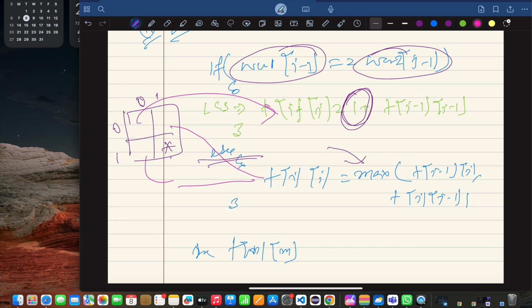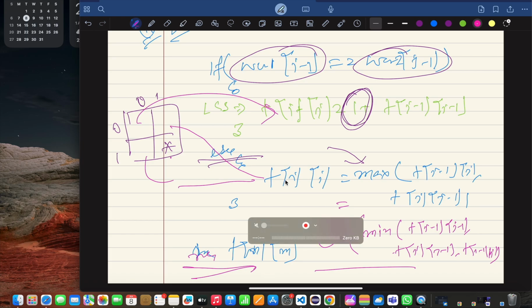Instead of this, we need the minimum operations to change word1 to word2. So we will do 1 plus, because we are doing one operation, either insertion, deletion, or updation. So 1 plus min of t of i minus 1 of j minus 1, t of i of j minus 1, and t of i minus 1 of j, and at the end we will return it. I hope you understand it. Let's deep dive into the code.